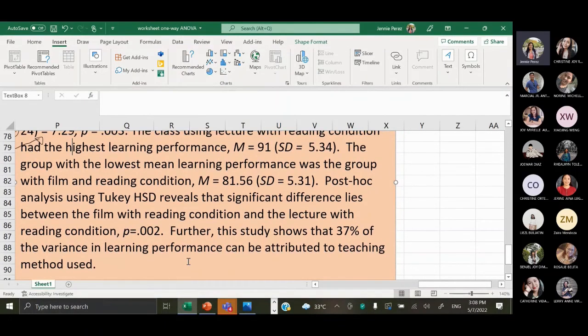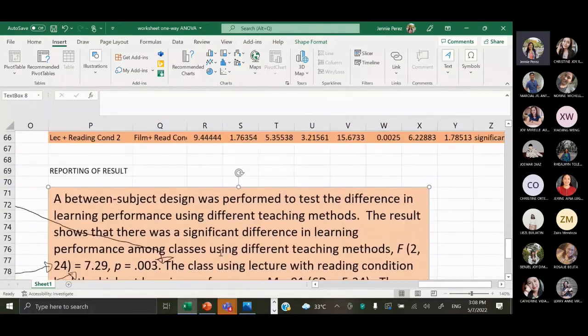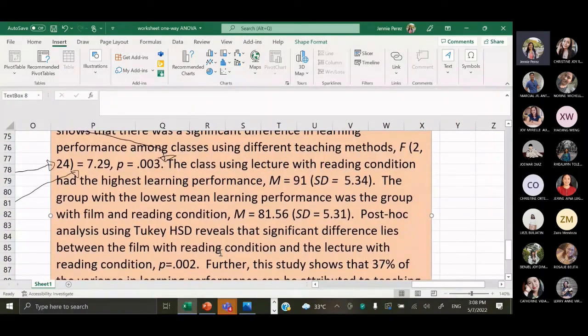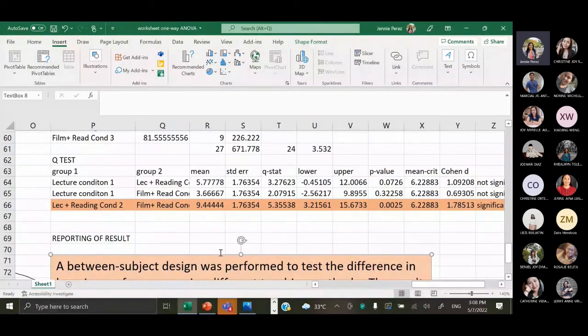Further, this study shows that 37% of the variance in learning performance can be attributed to teaching method used. So, this is now the effect size. You only perform the effect size, report the effect size if the F is significant, if the analysis of variance is significant. Otherwise, you don't need to report the effect size kung hindi naman significant initially. So that's it. That is your one-way analysis of variance. So you have learned today.